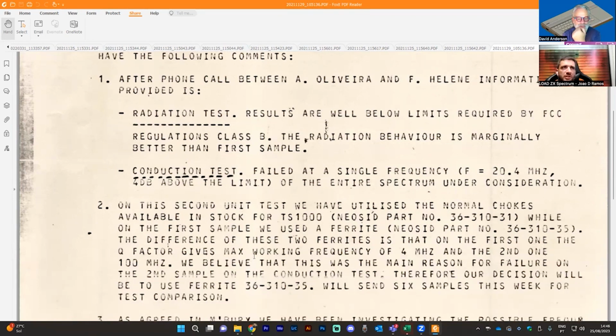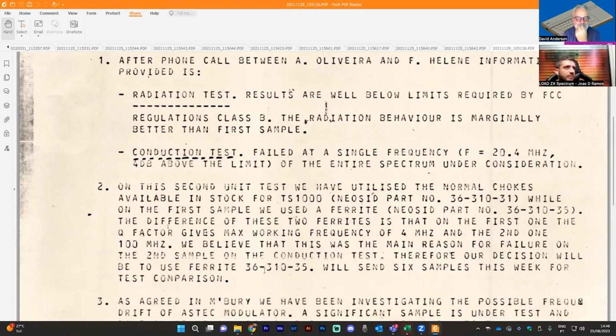What are the chokes? Oh, it's a filter. It's called a ferrite filter. You put it on. Yeah, I know what it is. They had lots and lots of samples of those. Alvaro had many of those, all sizes. He had the catalog of the supplier with all the sizes, so I have that. Okay. The difference of these two ferrites is that on the first one, the Q factor gives a max working frequency of 4 megahertz, and the second one 100. Okay.